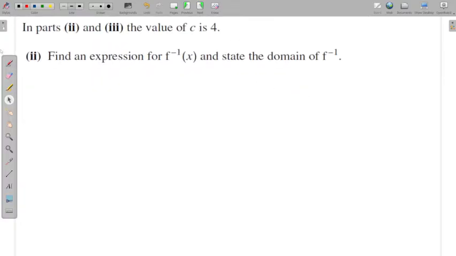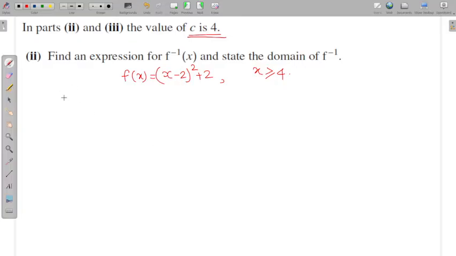So here they have said that for the following parts we have to use this value of c. Okay, so if we use this value of c, then our f of x becomes (x minus 2) whole square plus 2 for x greater than or equal to 4. So first we have to find an expression for the inverse function of f(x).